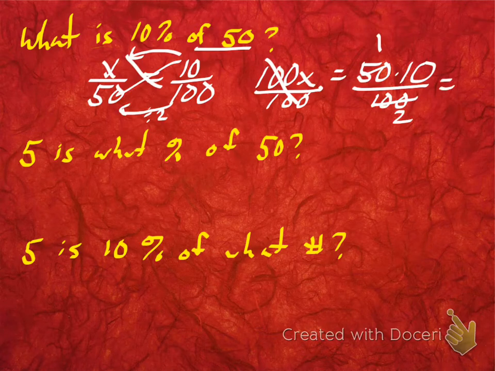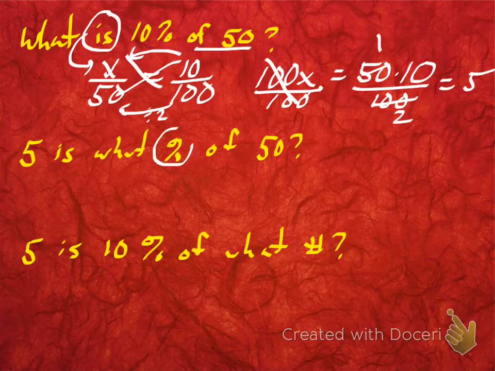10 divided by 2 equals 5. Okay, so we have just solved that problem. Now, that was looking for the is. That was the variable. Next, 5 is what percent of 50. Now the variable is the percent.